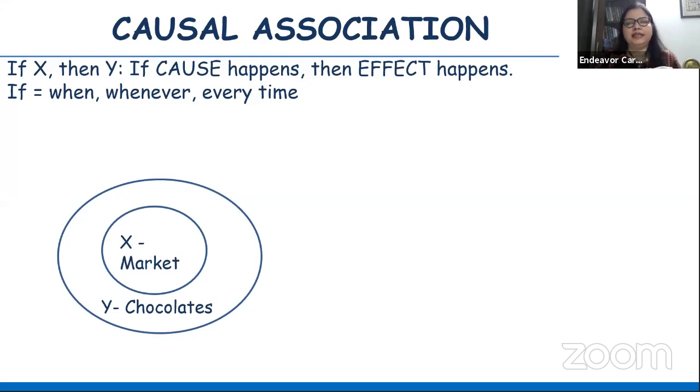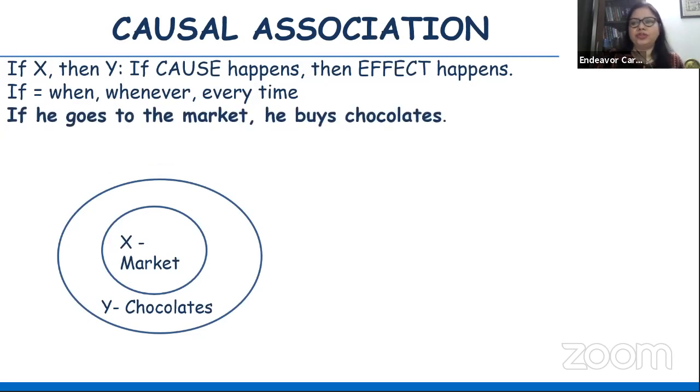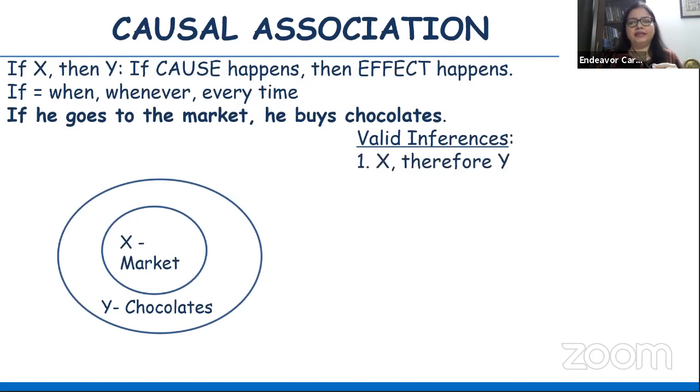What does if X, then Y mean? What does the if here indicate? Whenever a cause happens, every time a cause happens, the effect happens. Let's look at a very simple example here. If he goes to the market, he buys chocolates, right? The cause-effect connection. So what are my valid inferences when I have a statement like this? What can I validly say? I can infer that X happened, therefore Y. What is X? The cause happened, therefore the consequence happened.